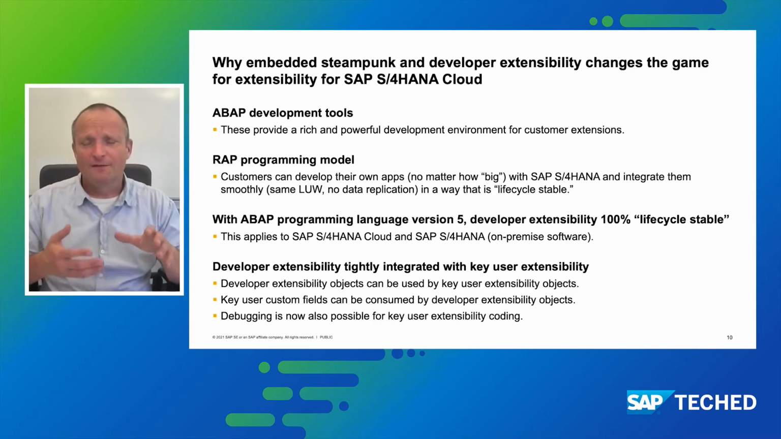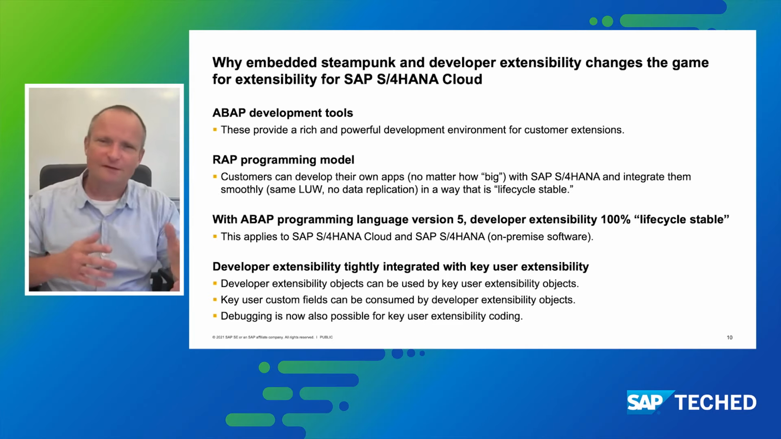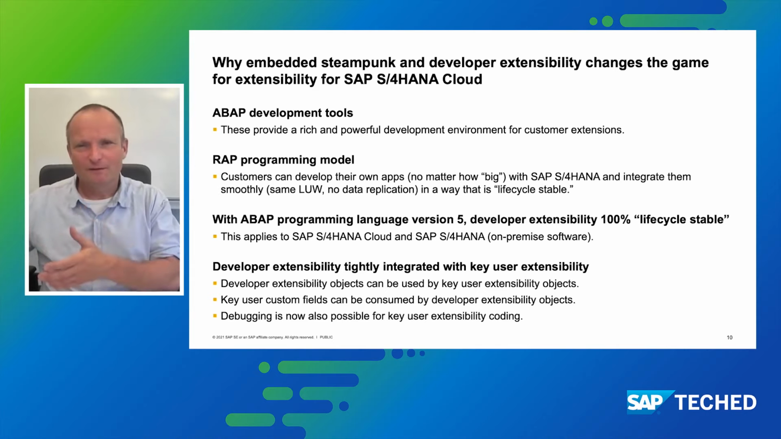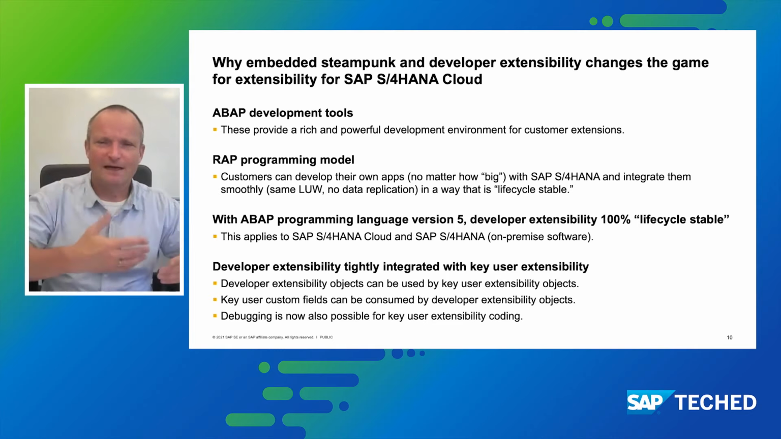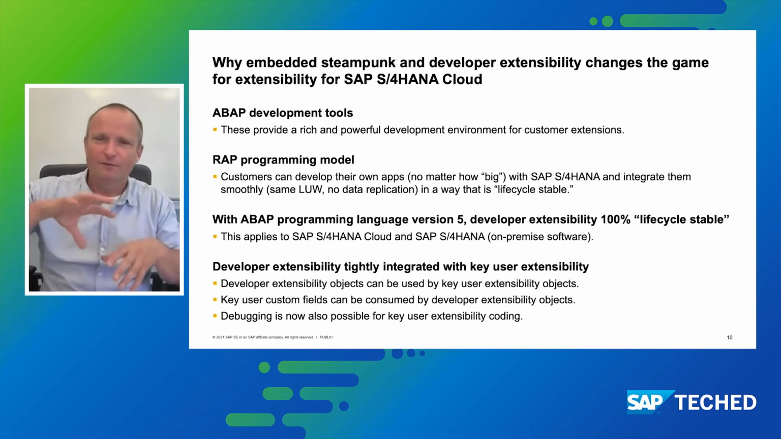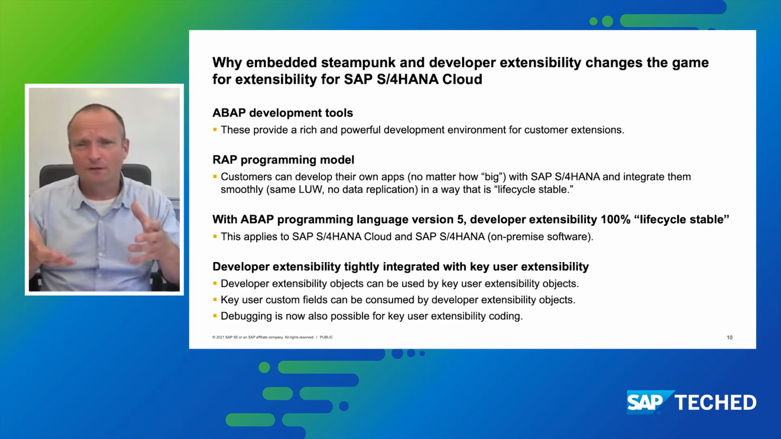And now let's summarize what we've learned during this demo. So first of all, what we've seen is that developer extensibility and key user extensibility fit nicely together. We created a developer extensibility view. We consumed it from a key user CDS view, and then we used this for typing the custom field. And it works also the other way around. So within your developer extensibility artifacts, you can consume key user extension fields.